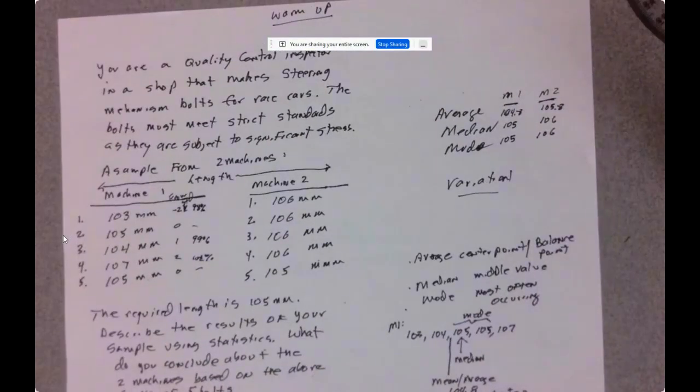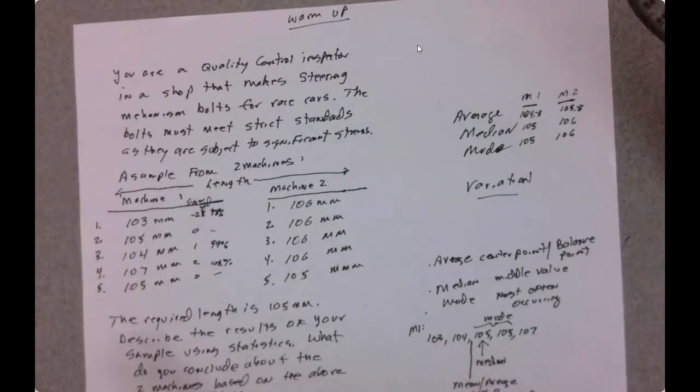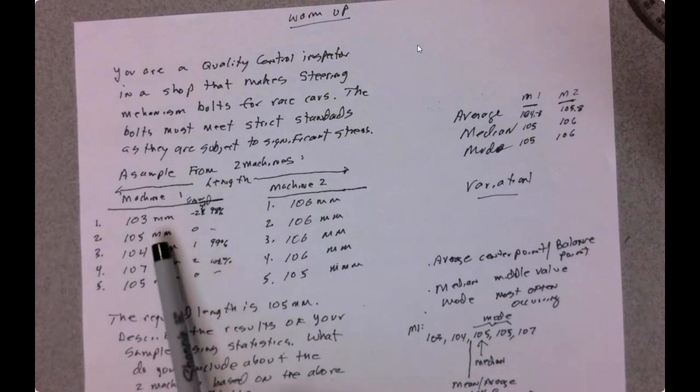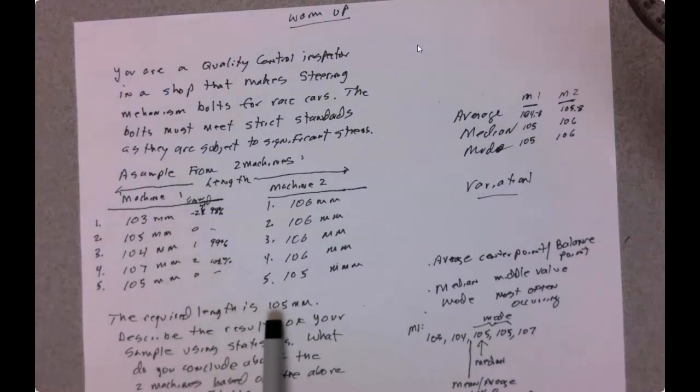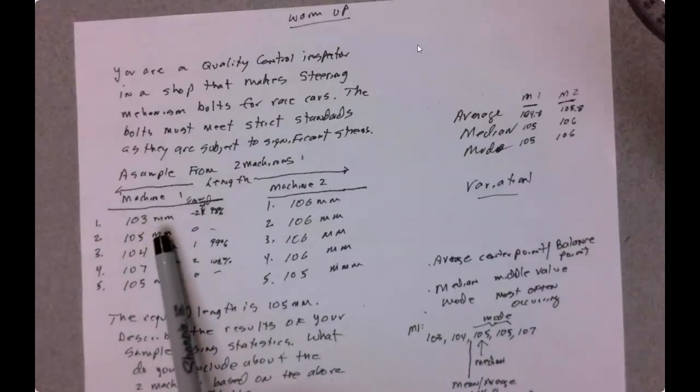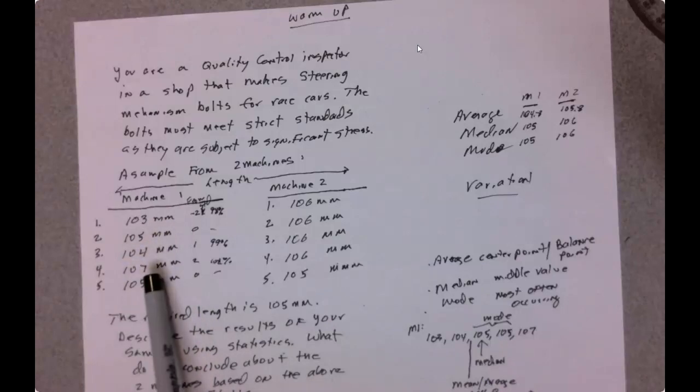If you had a job as a quality control inspector and you sample the output from two machines that were producing bolts to a certain standard, and you selected 5 from machine 1 and 5 from machine 2, and then you measured length, and the required length is 105 millimeters, and so you can see the measurements that were taken, and you can tell this is two millimeters less than 103, right on it. 1 millimeter less, 2 millimeters over, right on it.